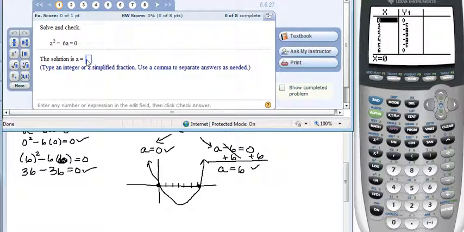All right? So here we want to type in an integer or a simplified fraction. Here we have integers, right? And it says to use a comma to separate your answers. So don't put a space between. Just do 0, 6. All right? That's all it wants. No space in between there. It won't like that.